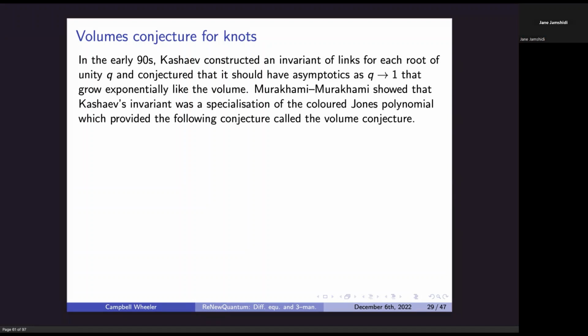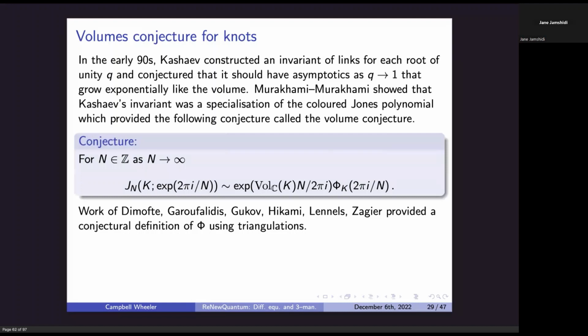And so then around 2000, Murakami showed that Kashaev's invariant was actually just a specialization of the colored Jones polynomial, kind of like setting x equal to 1 that we saw for the Garoufalidis and Zagier series. And so then this gave the following conjecture for the colored Jones polynomial. If I evaluate the colored Jones polynomial at the primitive nth root of unity corresponding to n as the color, and we send n to infinity, then this should grow exponentially like the volume, the complexified volume, and then there should also be a full asymptotic series here.